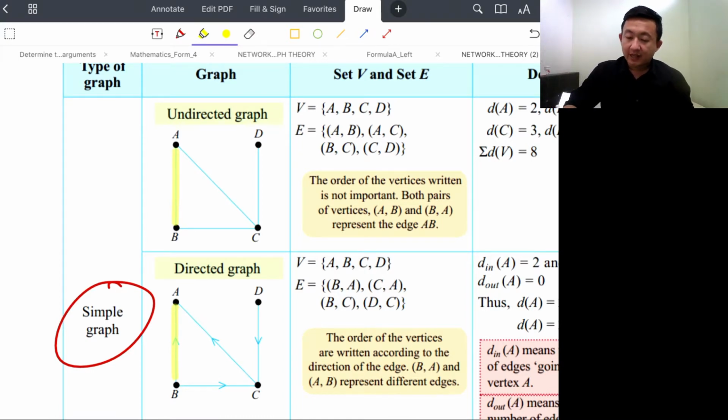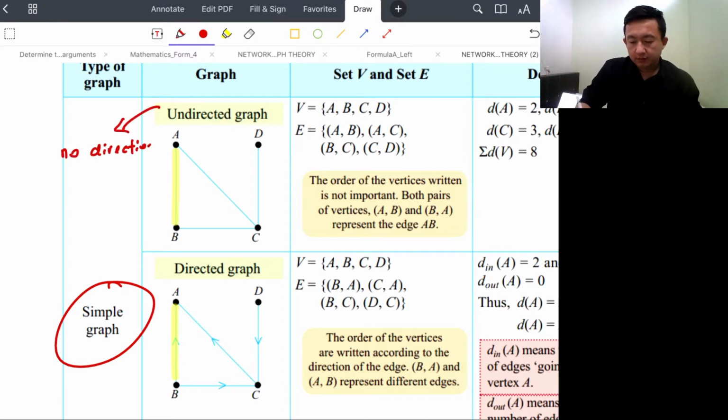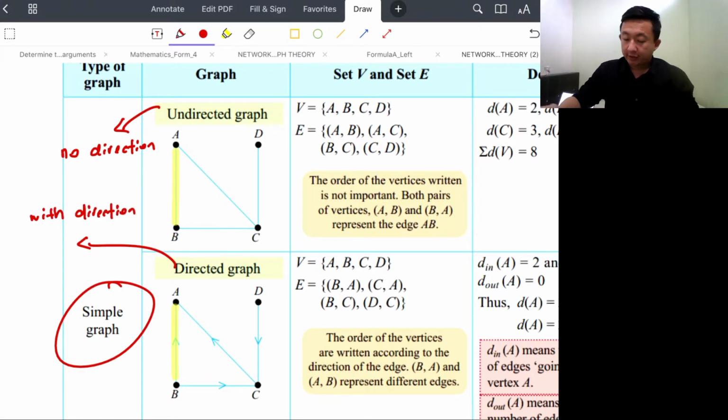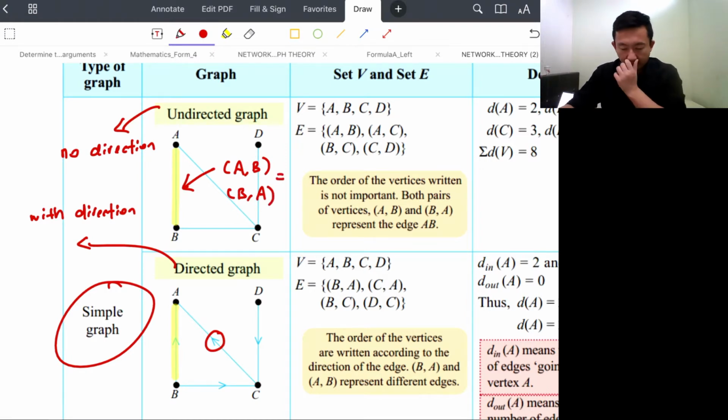For an undirected graph, by itself it means undirected, no directions. And the directed graph is with directions. How do we know? Because of the symbol. For the edge AB, you can call this edge either AB or BA. AB will be equal to BA. But for a directed graph, in this case, you can only regard this as BA.